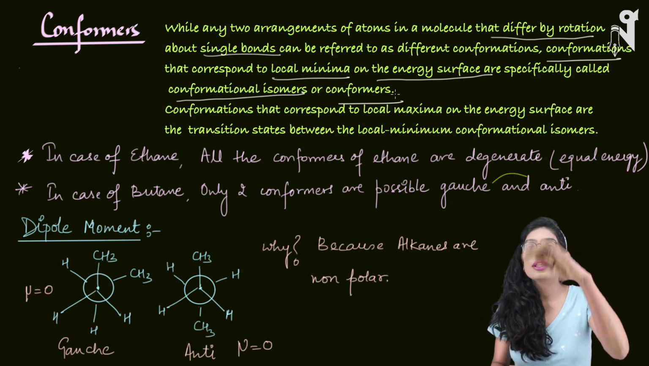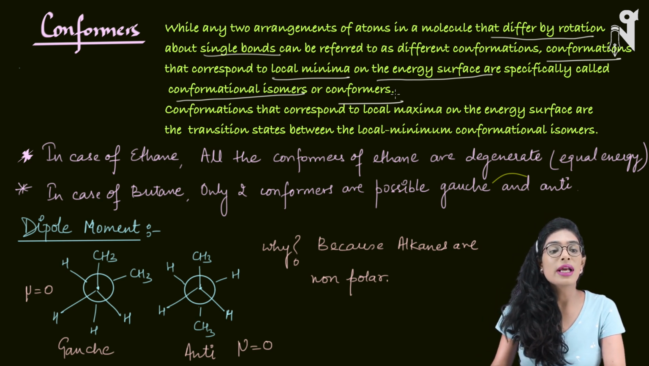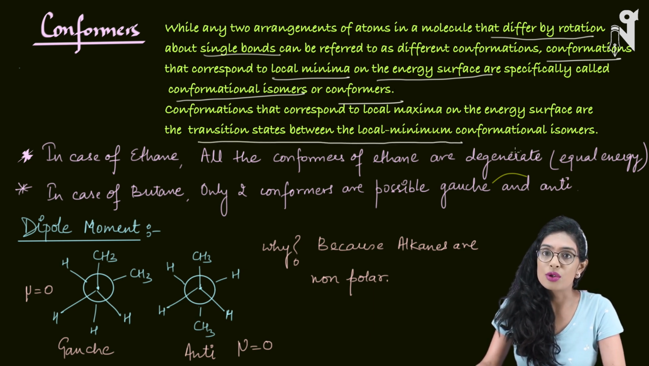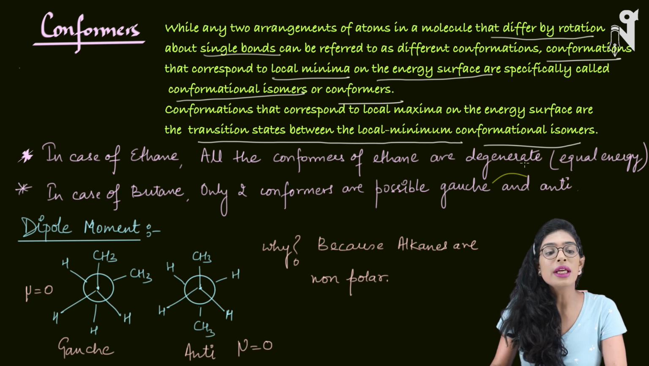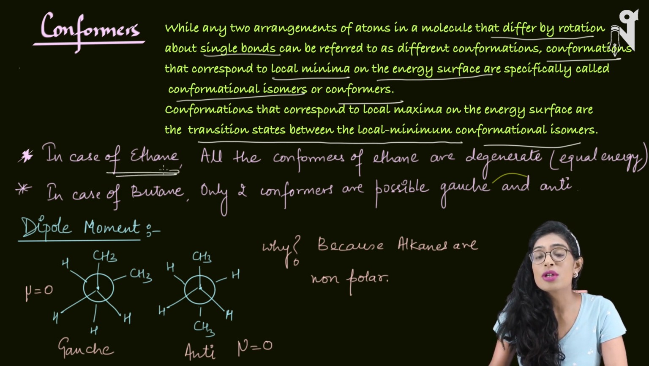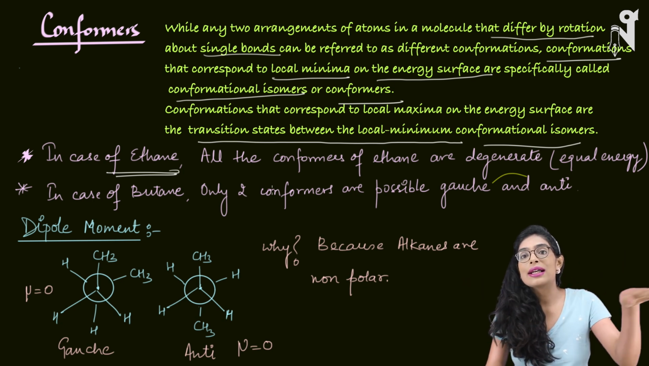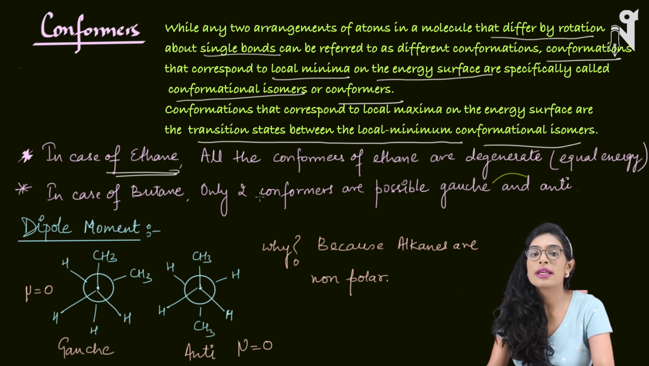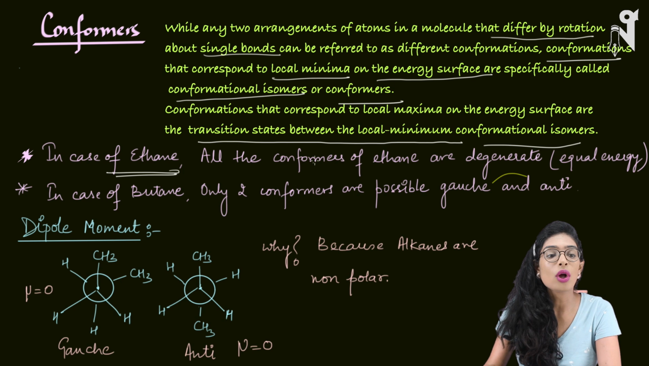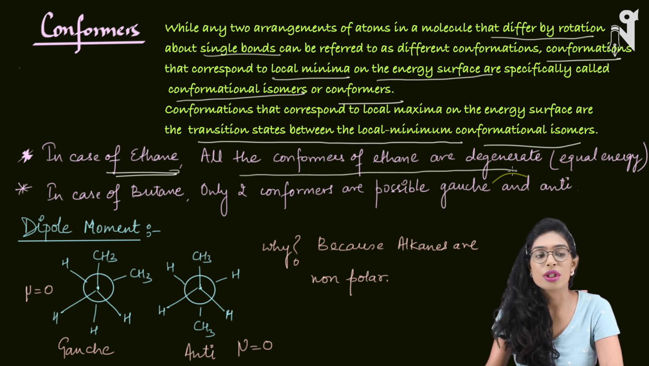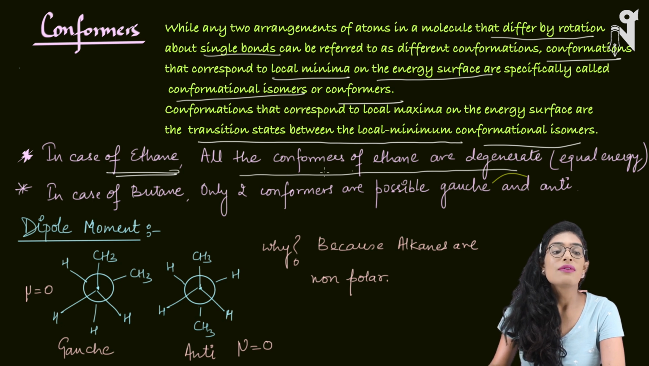Rest of all which are at the maxima are called transition states between the local minimum conformational isomers. So when I talk about ethane, we have only one type of conformation, that is your staggered, and because all the staggered are at exactly the same level, their energies are the same, we also say that all the conformers of ethane are degenerate.